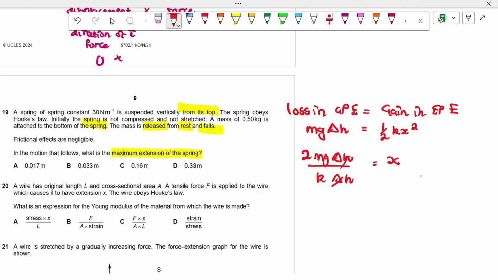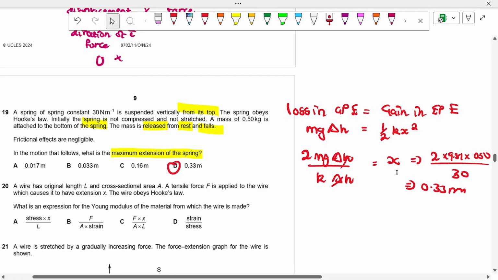So these cancel out. So my value of x would just be equal to 2 times 9.81 times 0.50 divided by k, which is 30. Then you get a maximum extension of 0.33 meters.